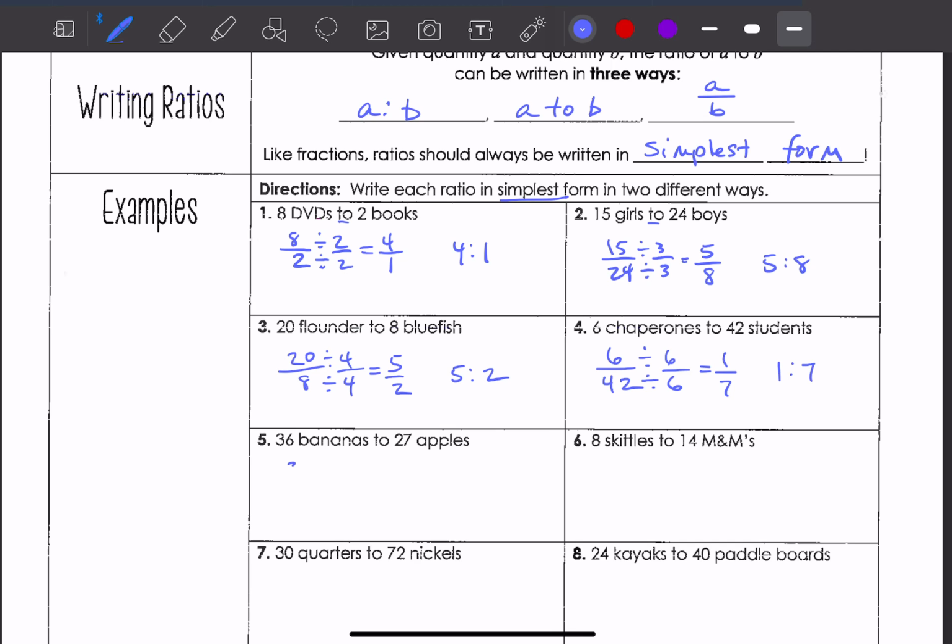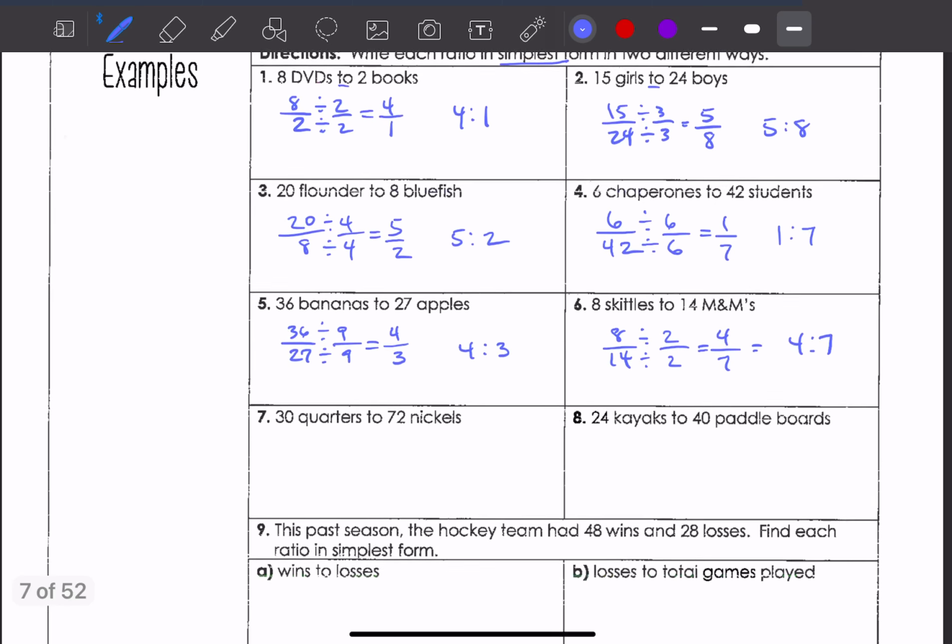36 bananas to 27 apples. The greatest common factor of both these numbers is 9. So when I divide top and bottom by 9, I get 4 over 3. So this ratio simplified is 4 to 3. 8 Skittles to 14 M&Ms. The greatest common factor of these two numbers is 2. So 8 divided by 2 is 4. 14 divided by 2 is 7. The other way to write it is 4 colon 7.